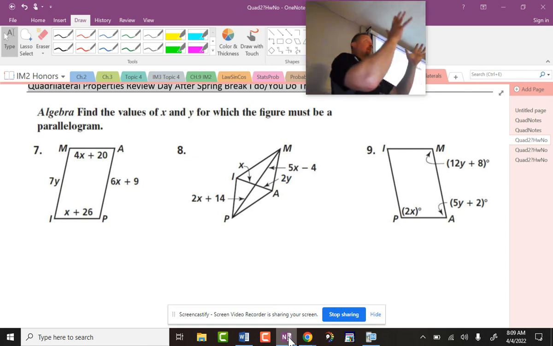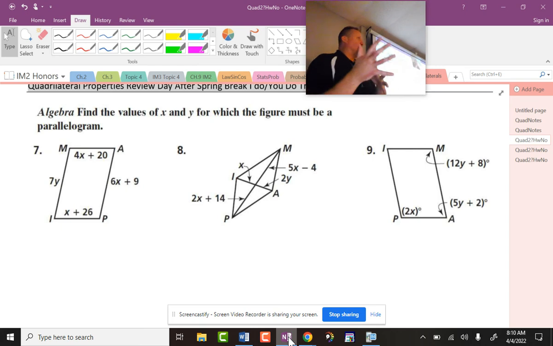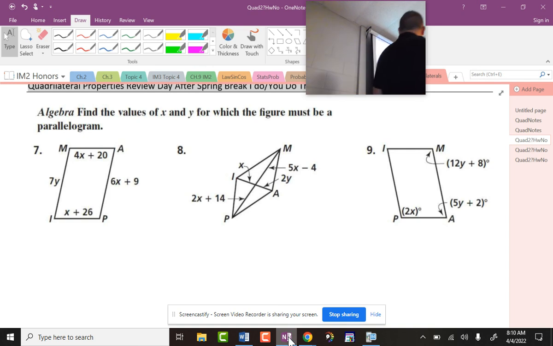It actually blows my mind that they find x and then they put degrees on the answer or something like that. There really should be like feet, inches, miles, like some labeling on 7 and 8. But usually they just expect you to put units if they expect you to find the sides. So that's all that's happening there. And then find the values of x and y for number 10. The figure must be a parallelogram. I think we know what to do on 7 and 8.